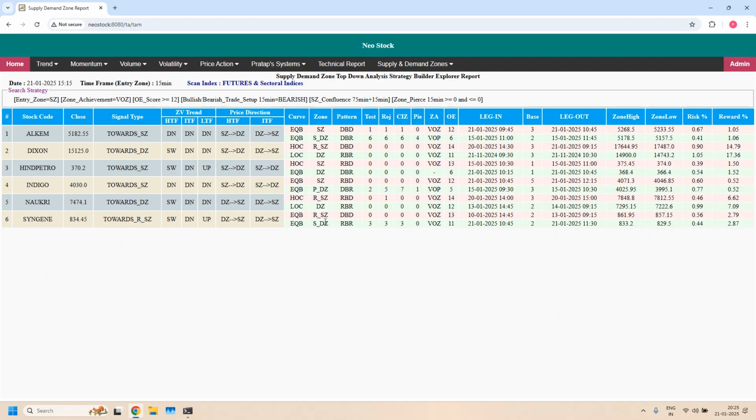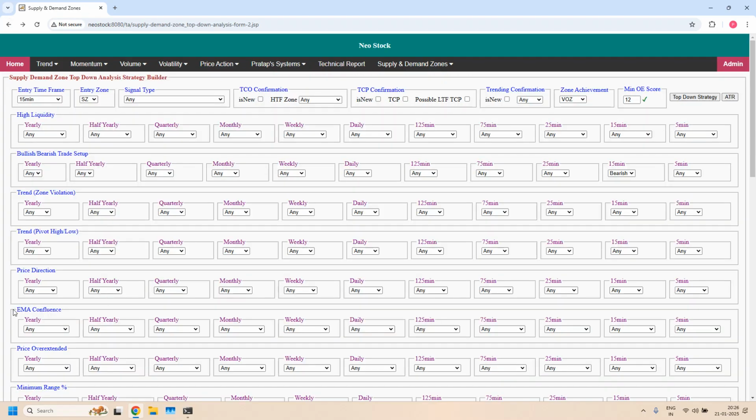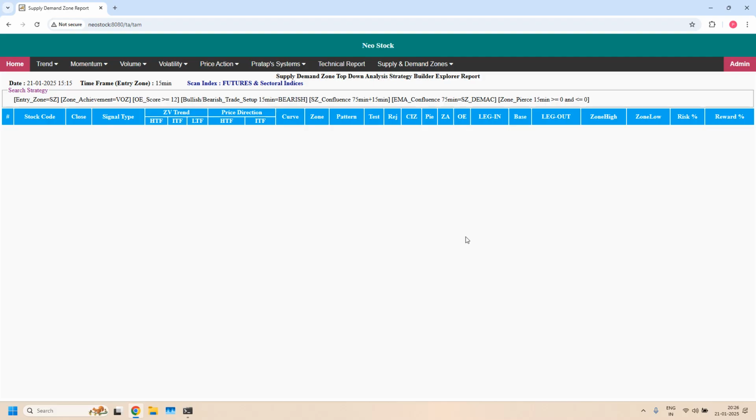That means in all these 6 stocks, these 15-minute supply zones are part of the 75-minute supply zone. That means they are overlapped with the 75-minute supply zone. And the 75-minute trend, ITF trend, is down in all these stocks. So let us look for 75-minute supply zone with daily EMA confluence. They are even more high probability supported stocks, if any. So in the 75-minute time frame, I am setting the filter 75-minute supply zone having daily EMA confluence. With this filter, we did not get any stocks.